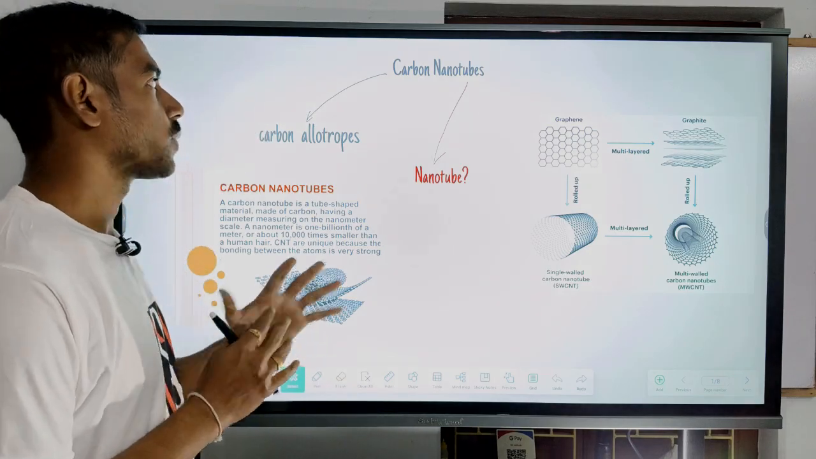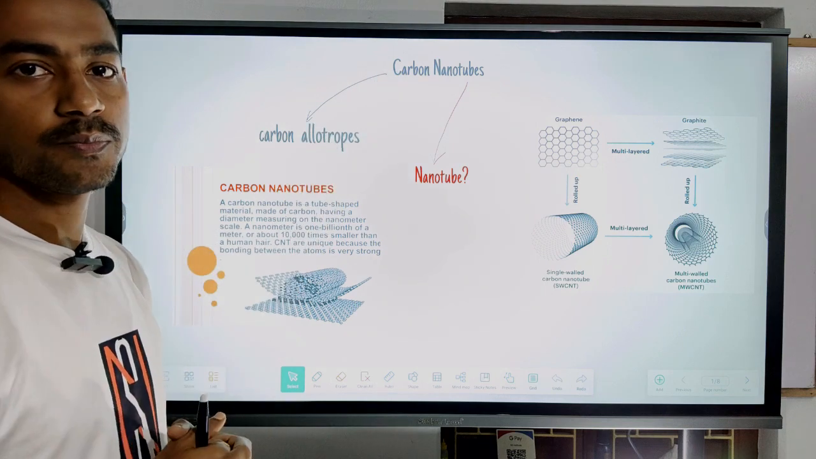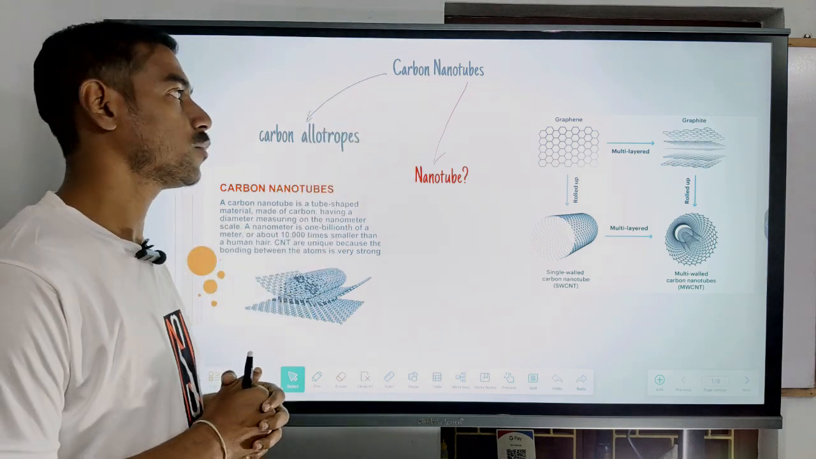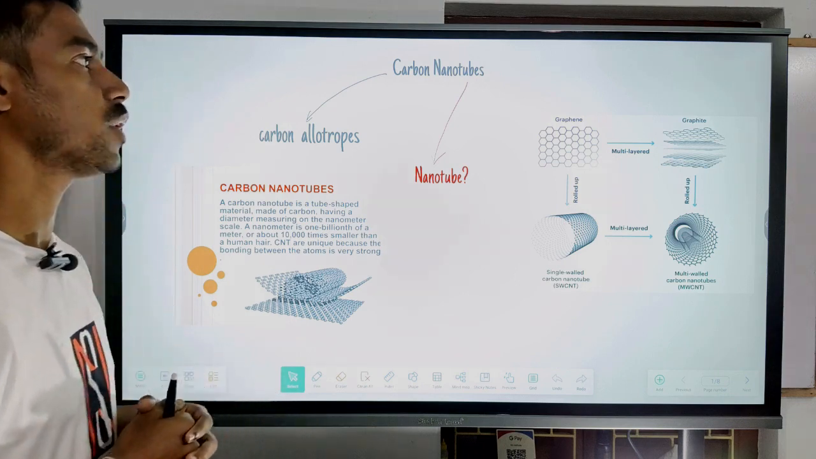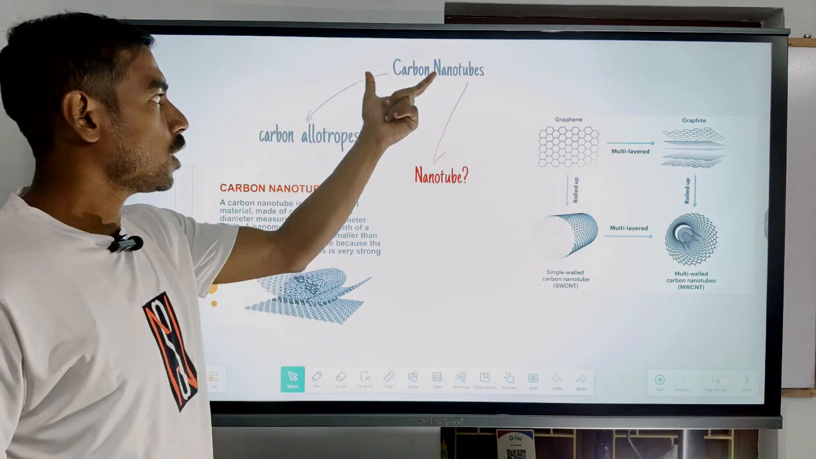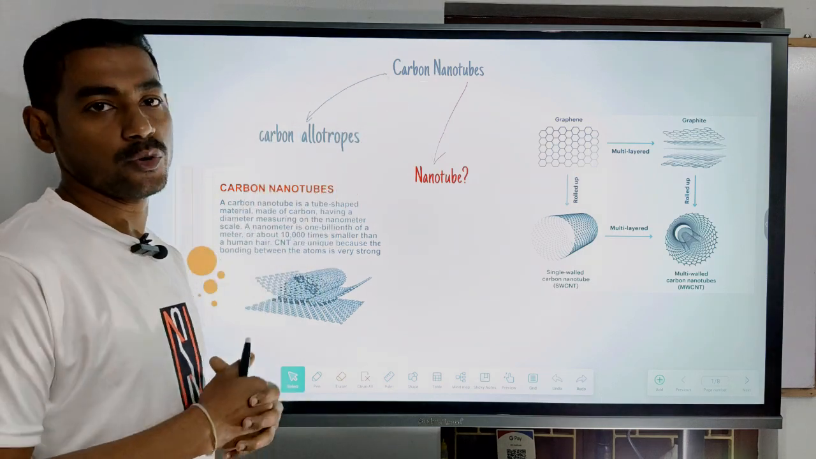Today we'll learn carbon nanotubes. It is also an important part of the topic ceramic, which is in your syllabus, that is DSE B1, inorganic materials of industrial importance. So now, what is actually carbon nanotubes?